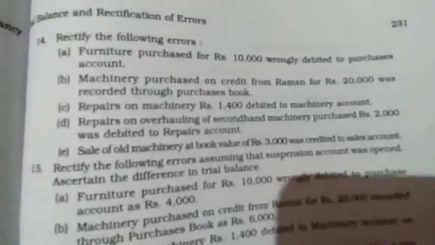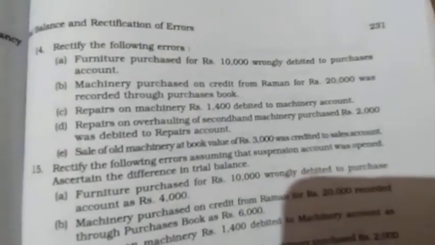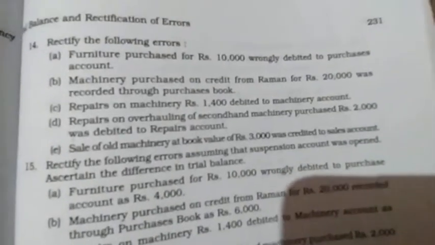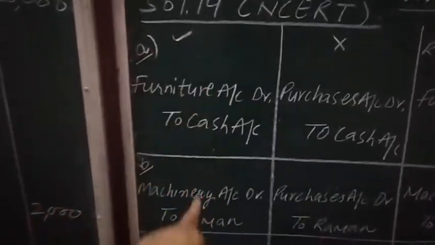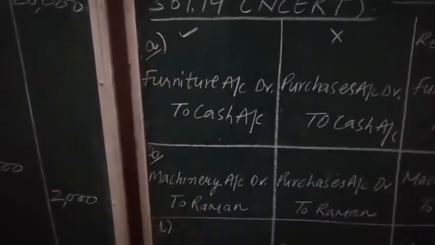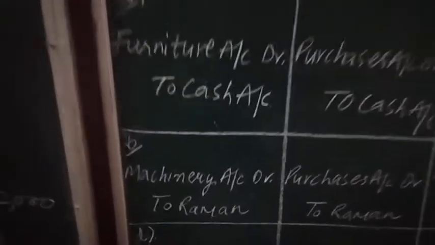Okay, this is the rectified, and this is the correct journal entry which was needed to be passed. Okay, see, machinery account debit to Raman. This is the column of correct entries: machinery account debit to Raman.